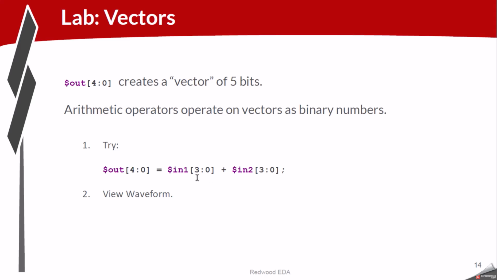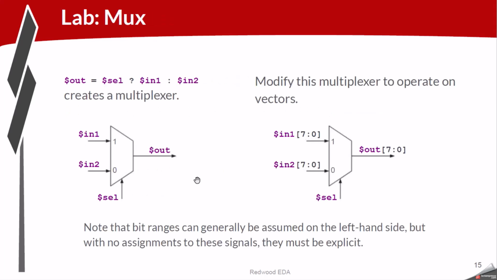We don't have assignment statements for in1 and in2, and therefore we have no definition for what bits need to exist in in1 and in2. So we need to be explicit about the bits that we need in this expression so that the environment knows what bits to provide random stimulus for. So I just want you to understand that. You need to be explicit here. In the future, on the right-hand side of expressions, if you're referring to the whole bit vector, the whole signal, it's not necessary to provide the bit range. And you can stop the video.